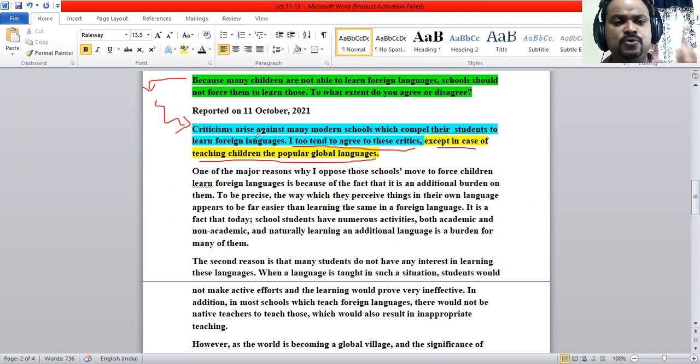Criticisms arise. There are people who oppose schools which compel their students to learn foreign languages. There are opposers, or the people who oppose this thing. First of all, I agree that it is not fair to compel students to learn foreign languages. But there is an exception, except in the case of teaching children the popular global languages.